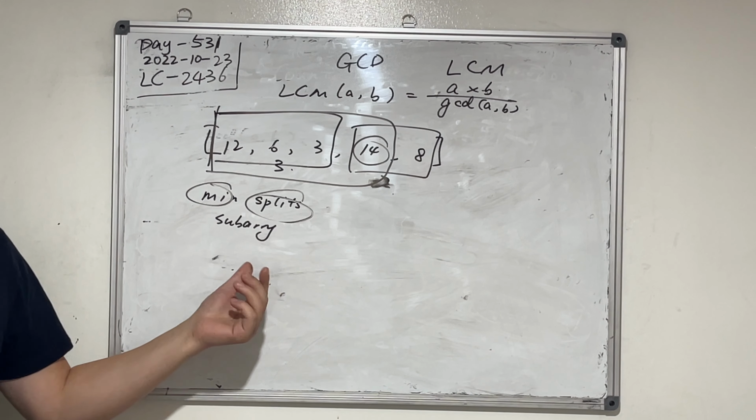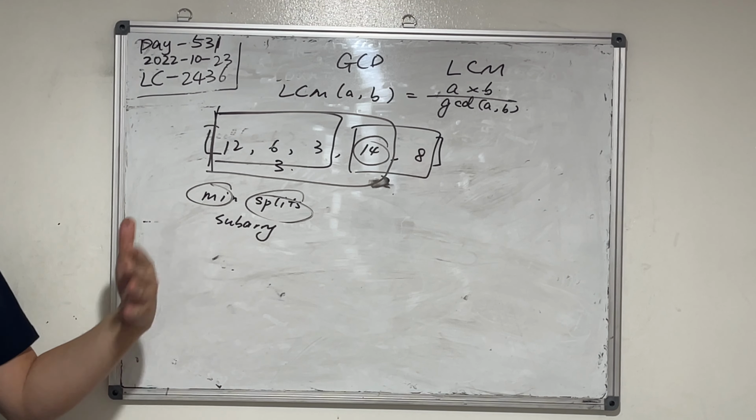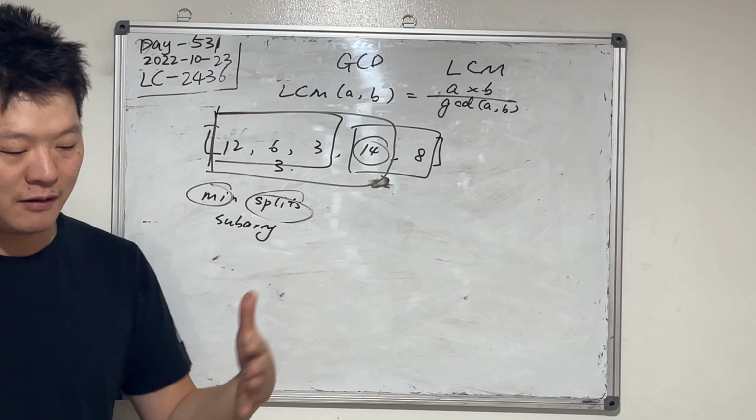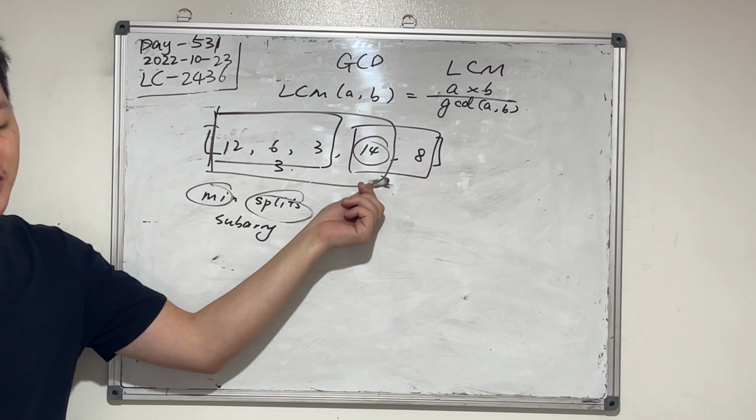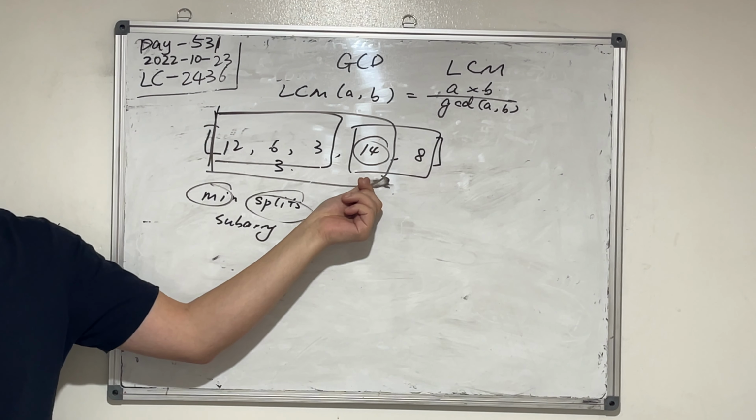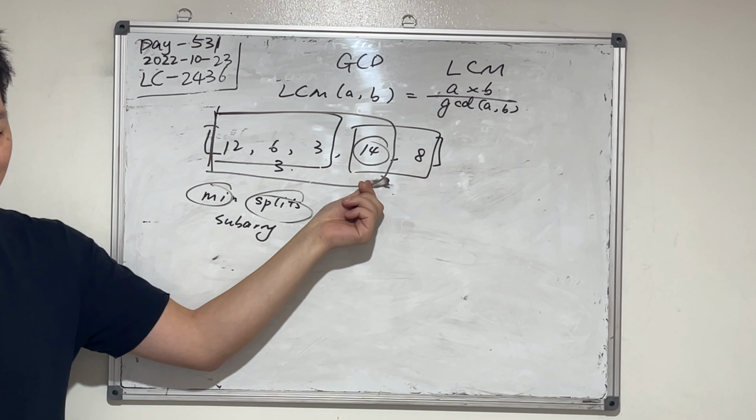The subarray is continuous, so we can do this greedily, right? What's the idea? What's the idea we can apply the greedy algorithm? If we can include the next number in the subarray, we include it, right?